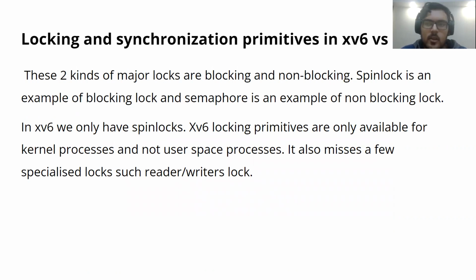So now looking at locking principles and synchronization principles in Linux versus xv6. There are first of all two kinds of locks: blocking locks and non-blocking locks. An example of a blocking lock is a spin lock, and an example of a non-blocking lock is a semaphore.